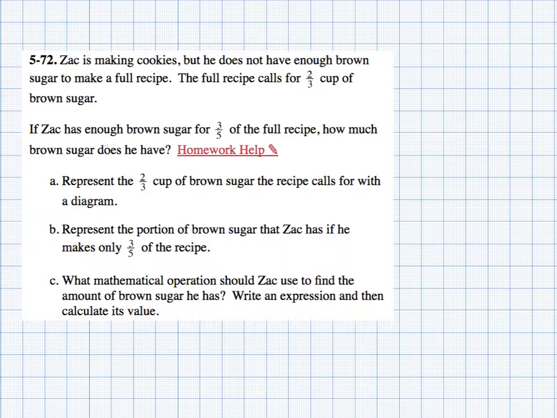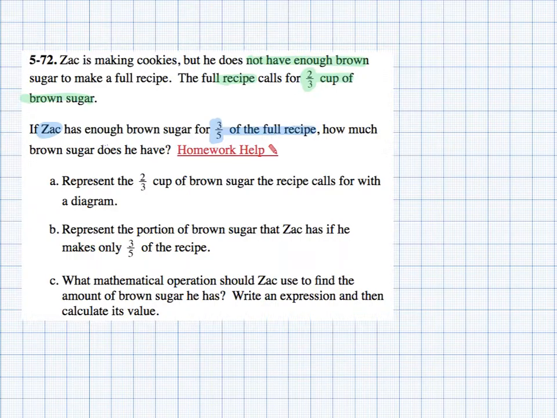So let's go back to the directions before we do B and C, or reading them. We know that he does not have enough brown sugar for a full recipe, and a full recipe will be that one whole for brown sugar. The recipe specifically asks for 2/3 cup of brown sugar. Now let's take a look at Zach. Zach only has enough to make 3/5 of the full recipe. I'm going to color code Zach with blue, and the recipe with green. So how much does he have?